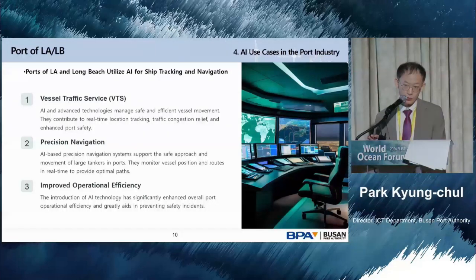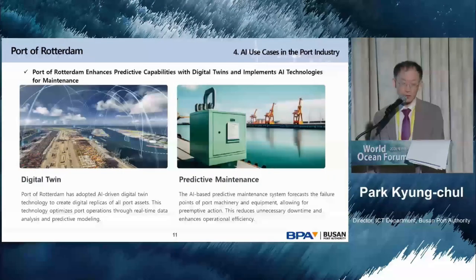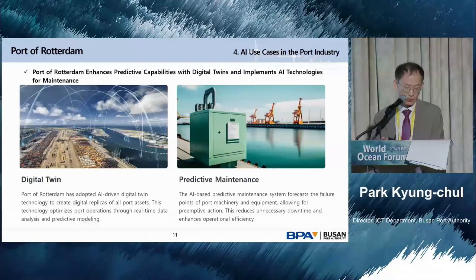And second is precision navigation. The AI system can suggest the optimal route for the vessel. And this is the Port of Rotterdam. They have established a digital twin to simulate the real-world situation at the port. An AI-based predictive maintenance system is introduced to efficiently manage the port equipment.